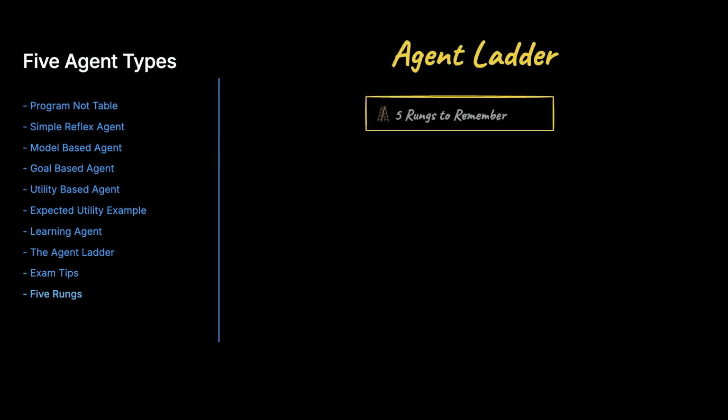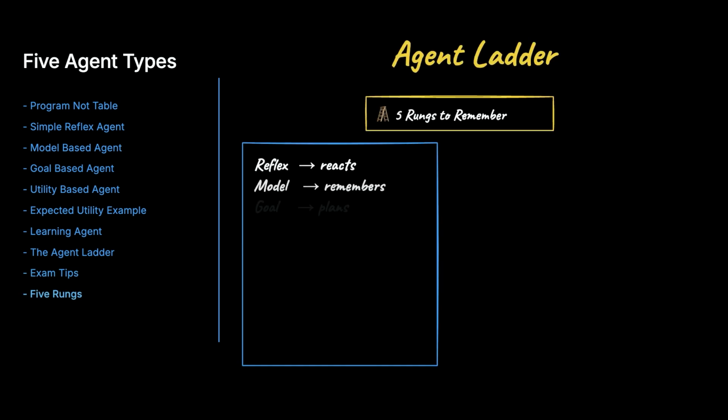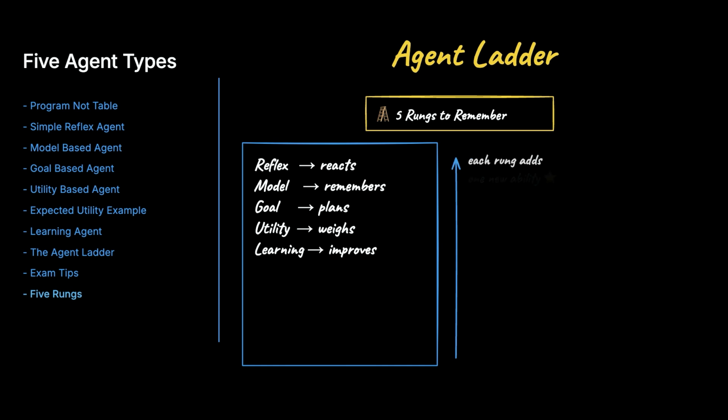To remember the ladder, picture climbing 5 rungs. Reflex reacts, model remembers, goal plans, utility weighs, learning improves. Each verb captures the 1 new ability that rung adds. Say those 5 word pairs out loud a few times and the whole progression locks into memory, ready for any question asking you to name a type.